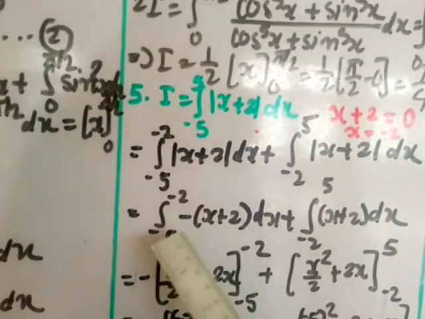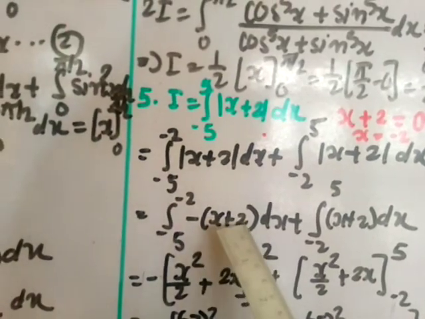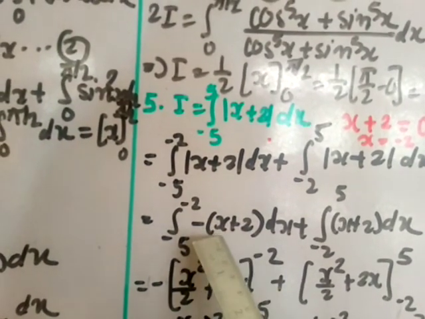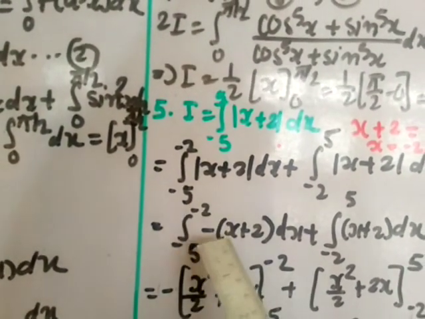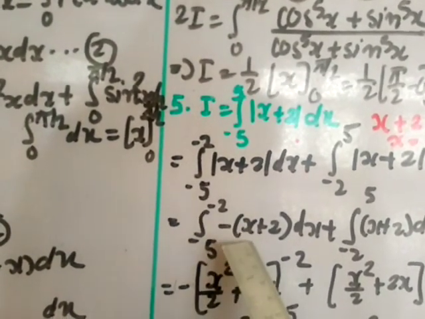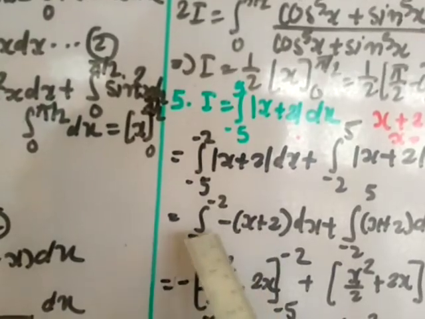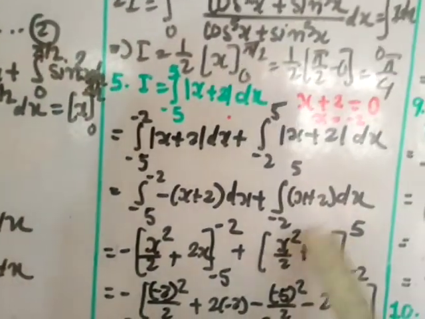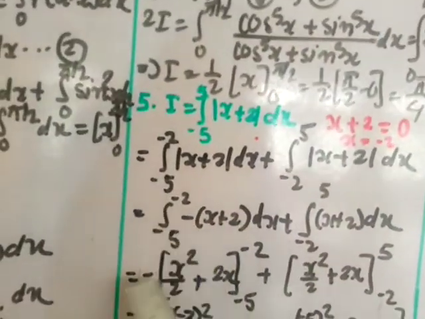I have removed the modulus, this will be negative, because this value of x will be less than minus 2, right? So you can say that this negative answer will come. Less than minus 2 means minus 3, minus 4, minus 5, so for that the answer is negative. Here the answer is positive. Let us integrate this.